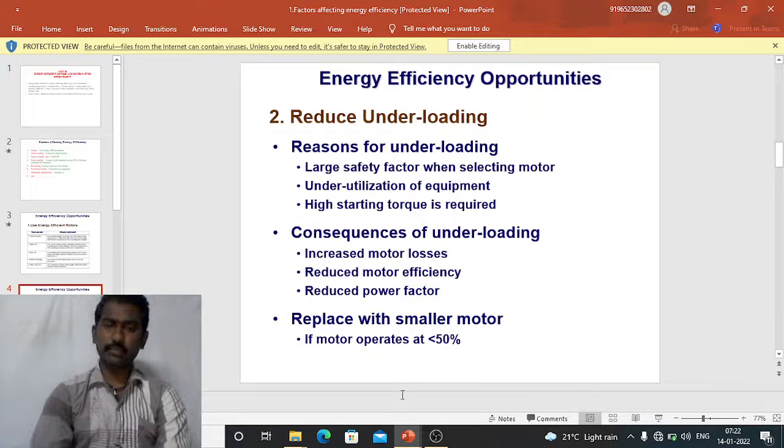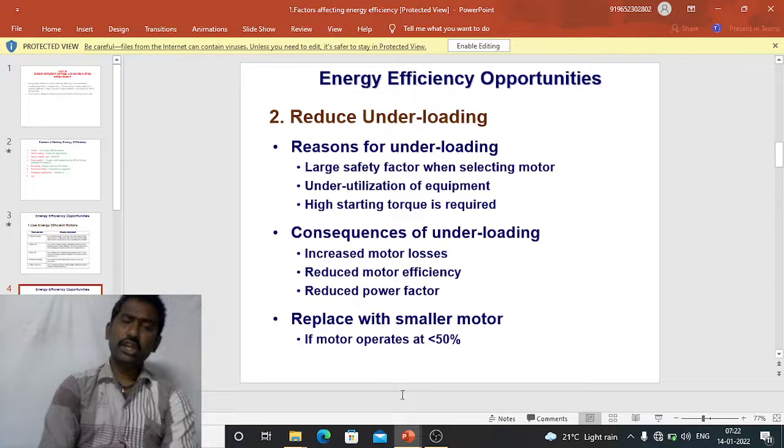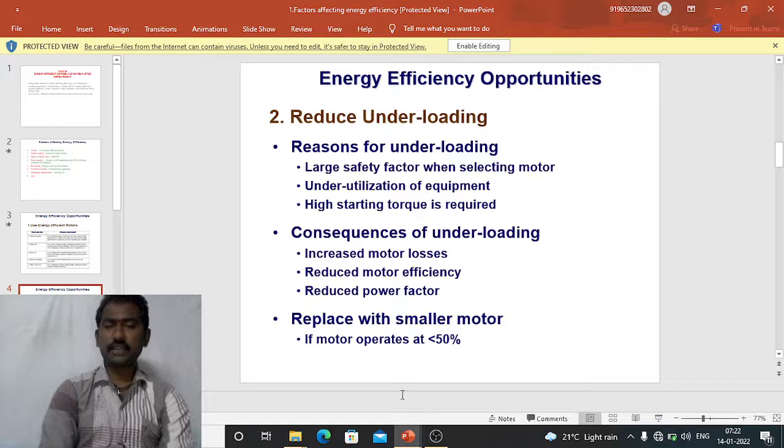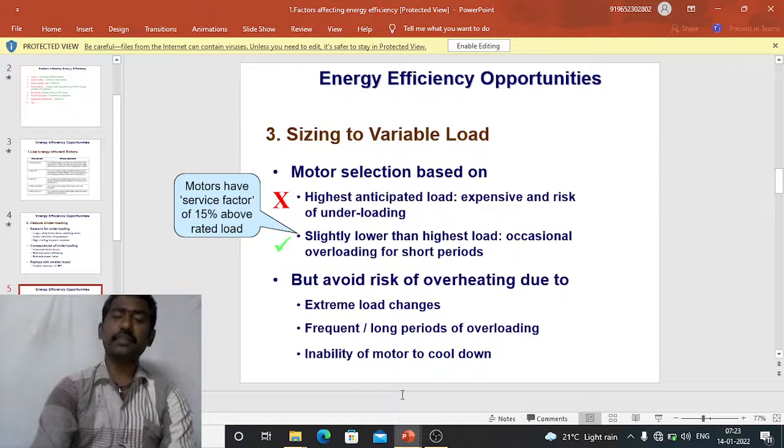And the second opportunity is to reduce underloading. The reasons for underloading are a large safety factor when selecting the motor, underutilization of the equipment, and high starting torque being required. The consequences of underloading are increased motor losses, reduced motor efficiency, and reduced power factor also. So replace with a smaller motor. To reduce the underloading, we can replace the oversized motor with a smaller motor if the motor operates at less than 50% load.